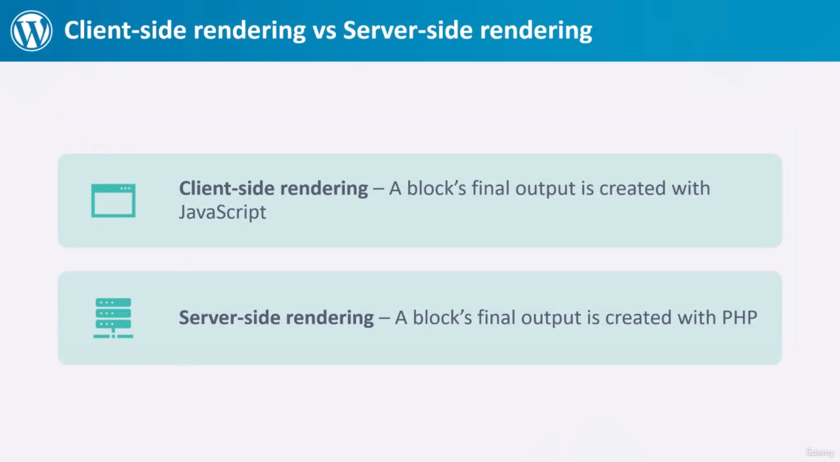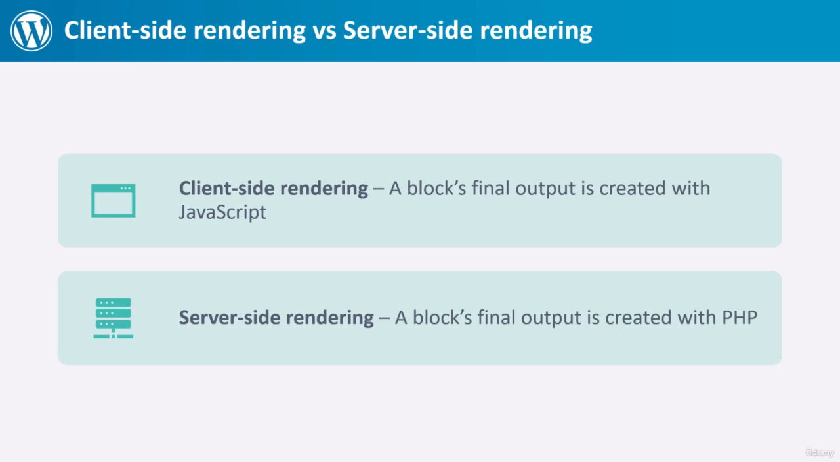WordPress supports two types of rendering methods. We can use client-side rendering or server-side rendering. Both methods have their pros and cons. Client-side rendering is when a block's final output is created with JavaScript. The paragraph block is an example of client-side rendering. The final output of the block is saved in the database.